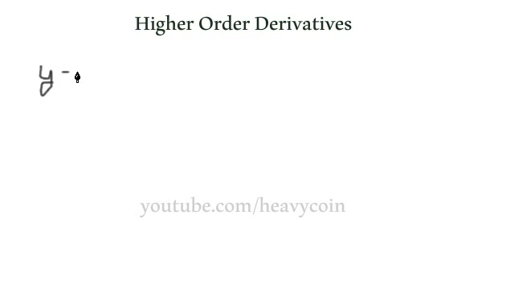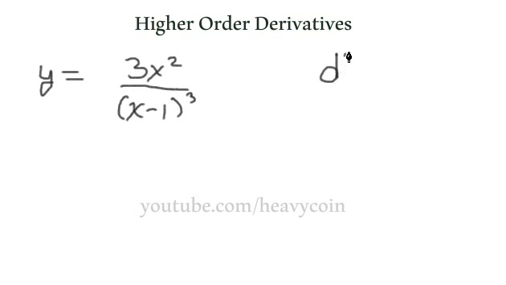We got y is equal to 3x squared over x minus 1 quantity cubed. Okay, and this is what we're asking. So maybe you could pause the video and see if you can work this one out on your own.